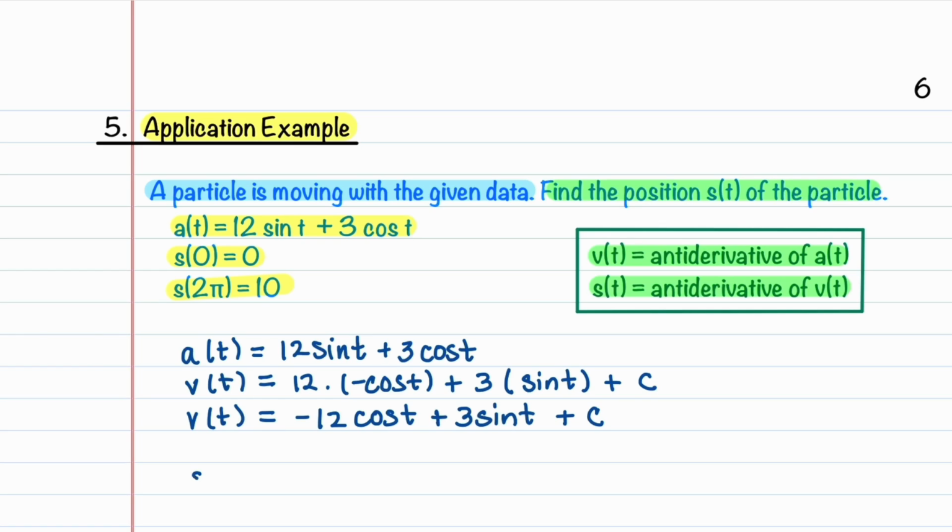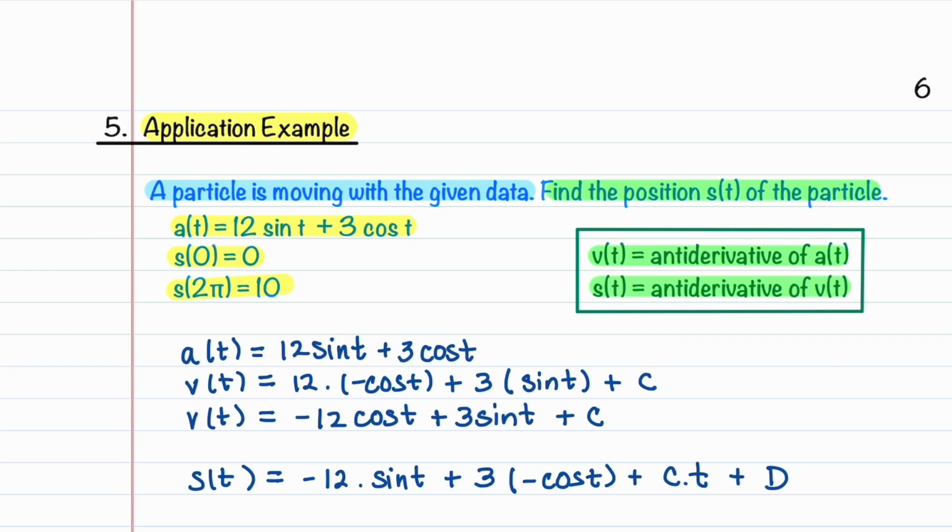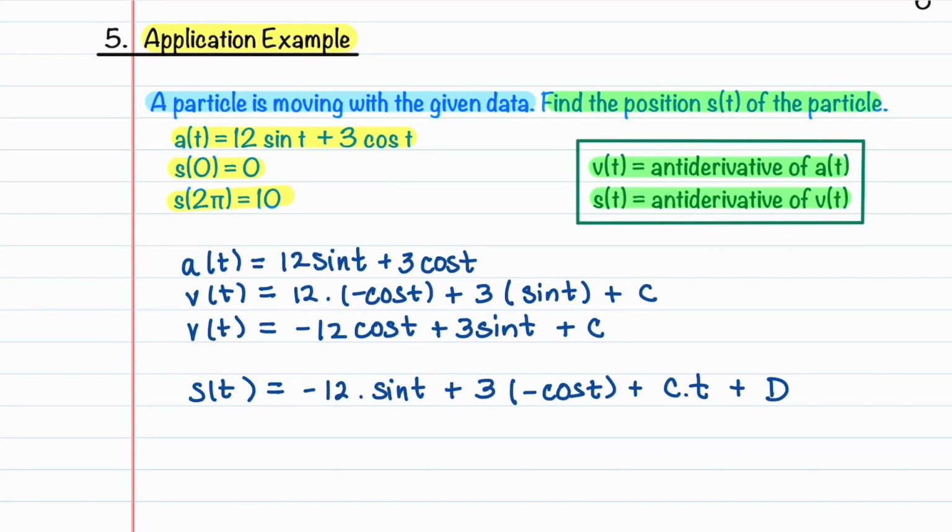Now we can find our position function. It is the antiderivative or integral of the velocity. This gives us minus 12 times the antiderivative of cosine t, which is sine t, plus 3 times the antiderivative of sine t, which is minus cosine t. And then with our constant, we multiply that by t, and then we have to add on a second constant, which we're going to call d. Instead of c and d, you could also use c1 and c2. Now what we need to do is find what c is equal to and what d is equal to.